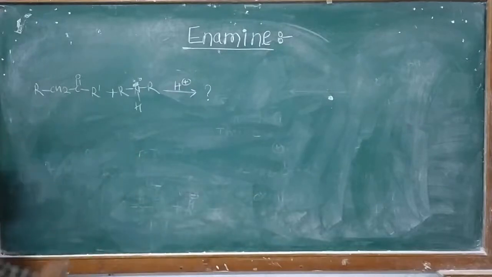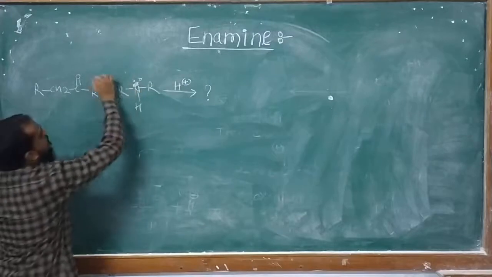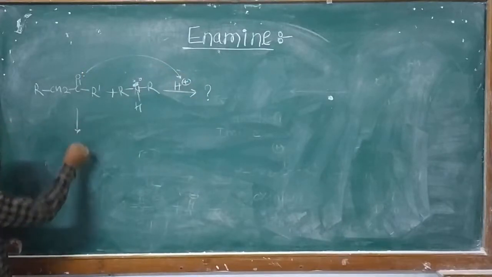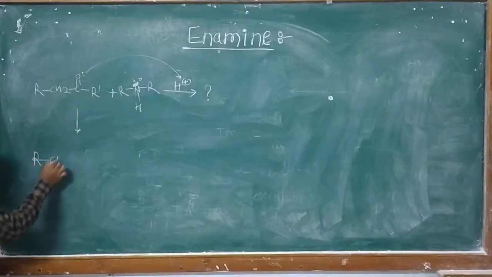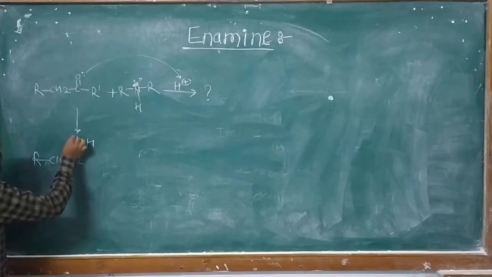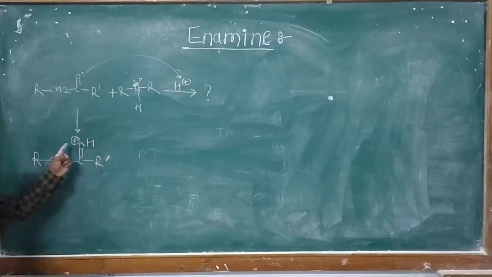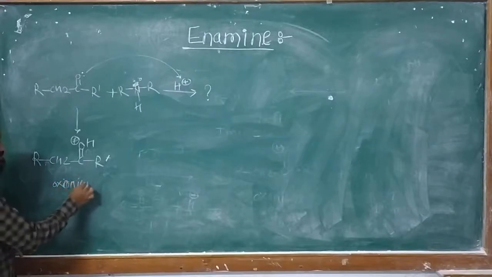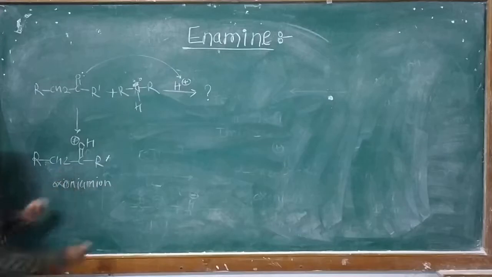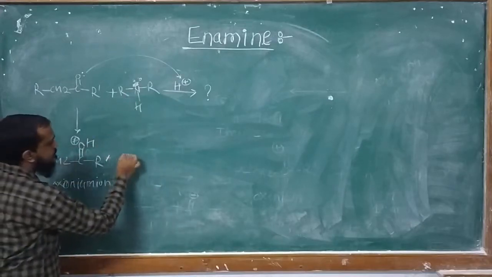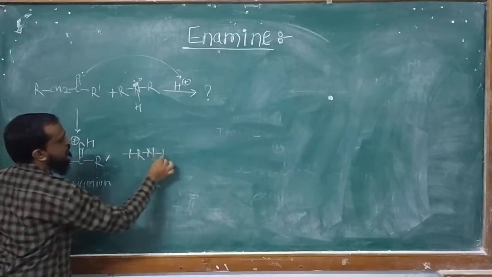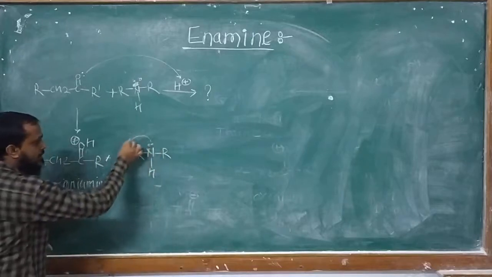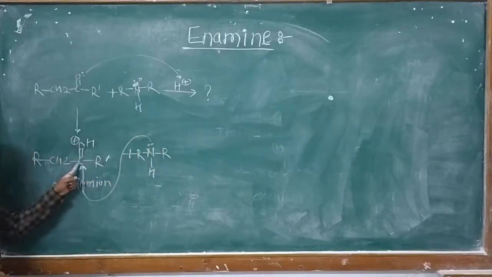How to prepare it now? See here, in the first step of the reaction, the lone pair of oxygen extracts a proton from the acid and forms a protonated product called the oxonium ion. So this is the structure of the oxonium ion. Due to the loss of lone pair, oxygen bears a positive charge. This is the first intermediate. This oxonium ion further reacts with the secondary amine. Here nitrogen contains a lone pair, it acts as a nucleophile and it attacks the electrophilic center of the oxonium ion. Here carbon is the electrophilic center.